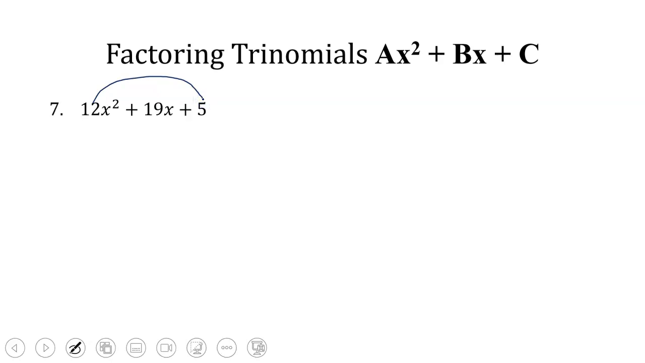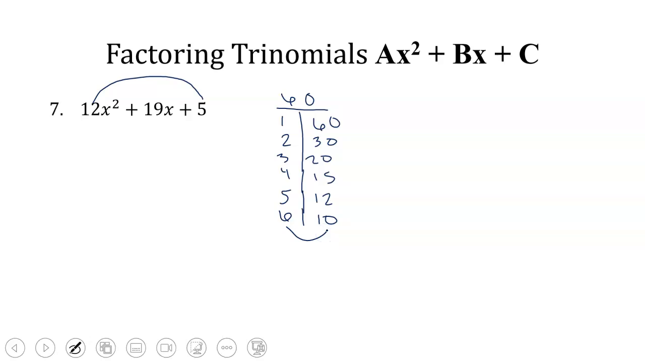12 times 5 is 60. List all your factors of 60. 1 and 60, 2 and 30, 3 and 20, 4 and 15, 5 and 12, 6 and 10. And that's it. All right, so when they multiply, it's a positive 60. And now look in the middle. It's a positive. So that means both sides are going to be positive, so we don't have to worry about any negatives. Yay. So now let's look at which ones add up to positive 19.